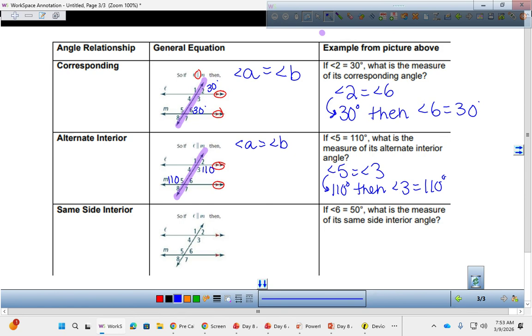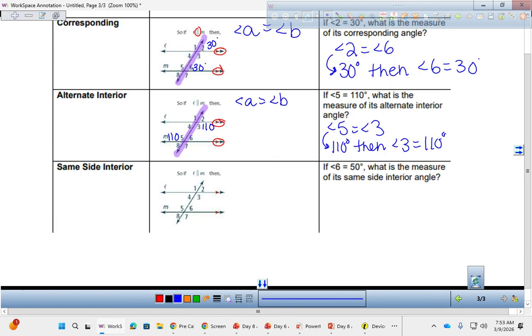We okay so far? These relationships only work if you've got this symbol though. If this symbol is not there, we cannot assume any of these things. All right, so same side interior angles. Angle A plus angle B equals 180. Here's how I remember this. Same side is supplementary. It's all your S's. Same side equals 180 is supplementary. So those two angles will form a 180 degree angle.